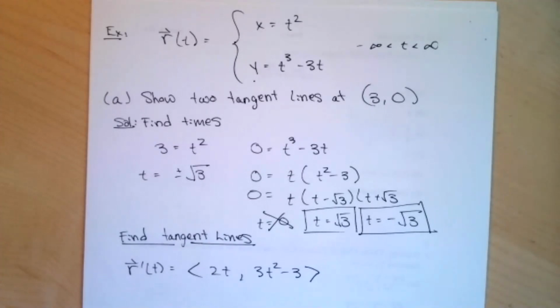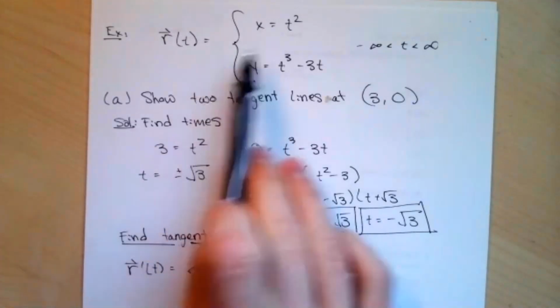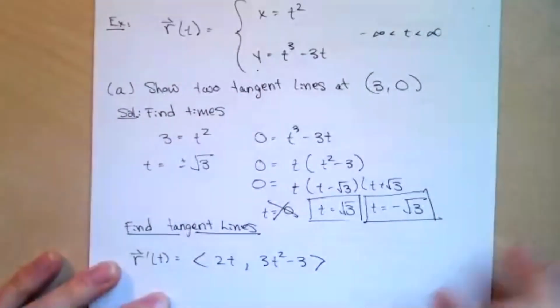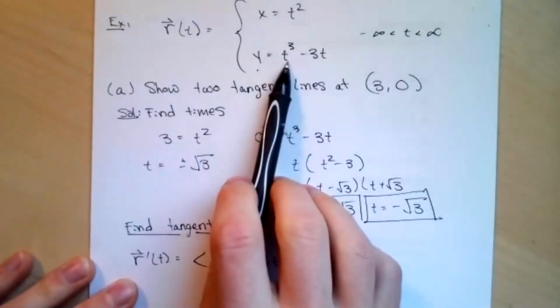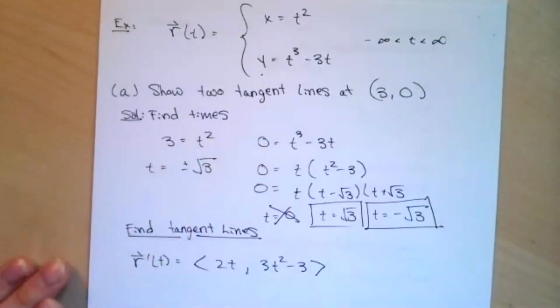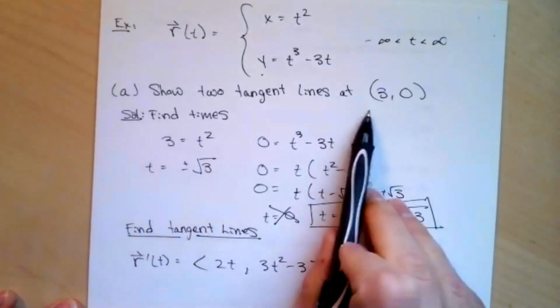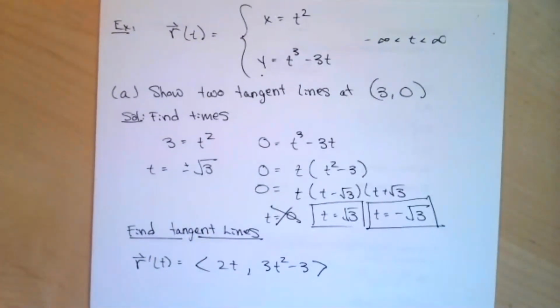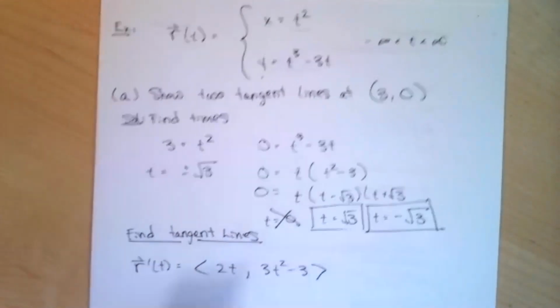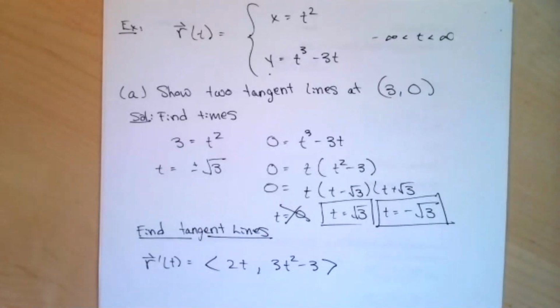We're pulling up the notes from Friday because we stopped in the middle of a problem that we want to continue. We have our parametric equations, and we were finding that there were two tangent lines at (3, 0). We found our times by setting each coordinate equal to the respective value, and then we found the two times, positive square root of 3 and negative square root of 3, when we are at this coordinate.